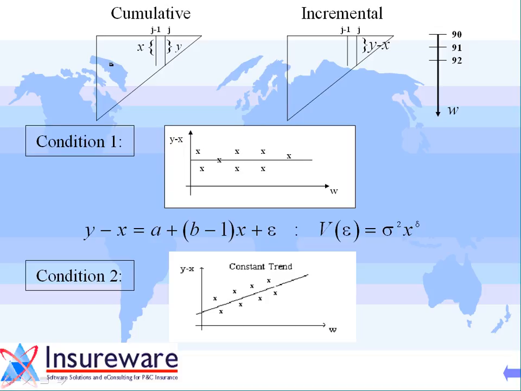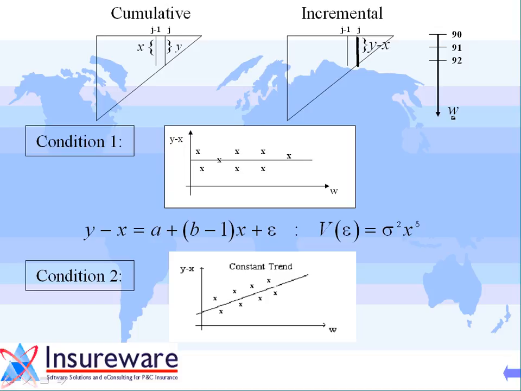There's a cumulative array, there's an incremental array. Suppose both arrays are adjusted by the same exposure base, some of your favorite exposure base. It's not important at the moment what it is. After you've adjusted your data, you look at this column of incrementals, and you graph them versus the accident year.